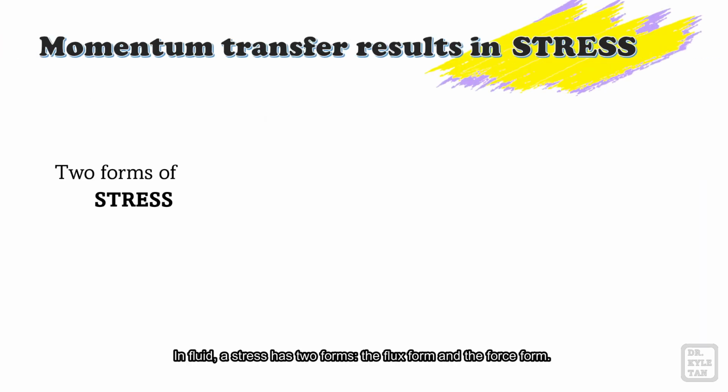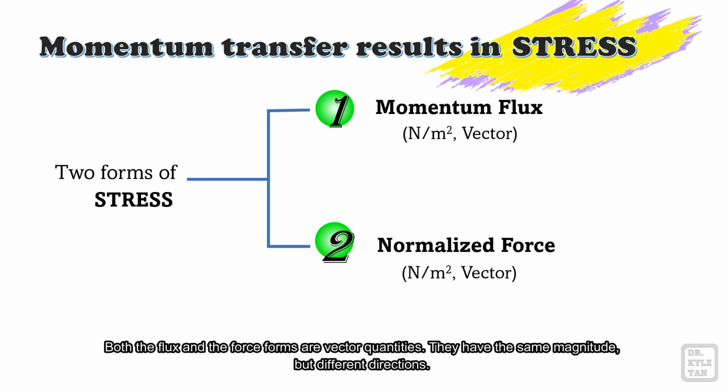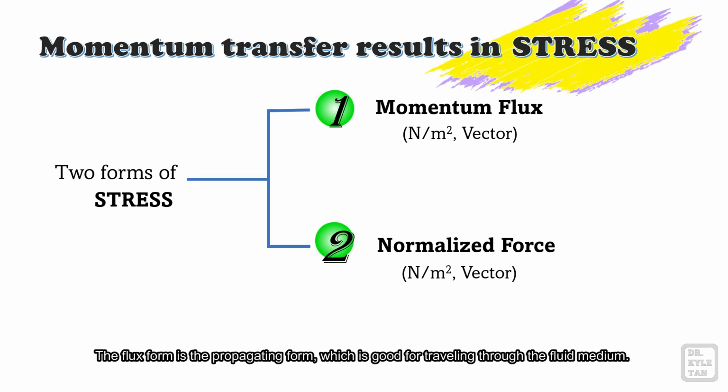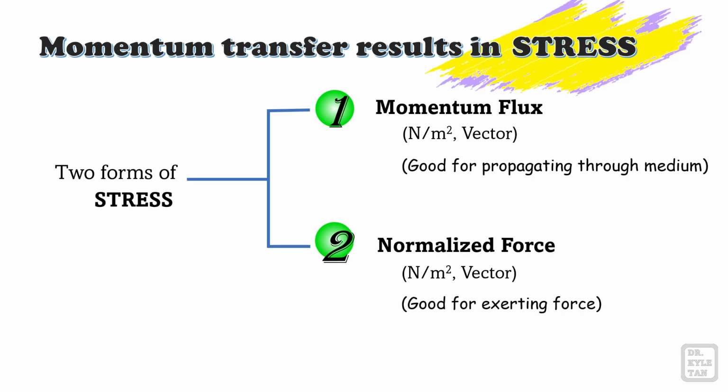In fluid, a stress has two forms, the flux form and the force form. Both the flux and the force forms are vector quantities. They have the same magnitude but different directions. The flux form is the propagating form, which is good for traveling through the fluid medium. On the other hand, the force form is the acting form, which is good for exerting force on a plane.